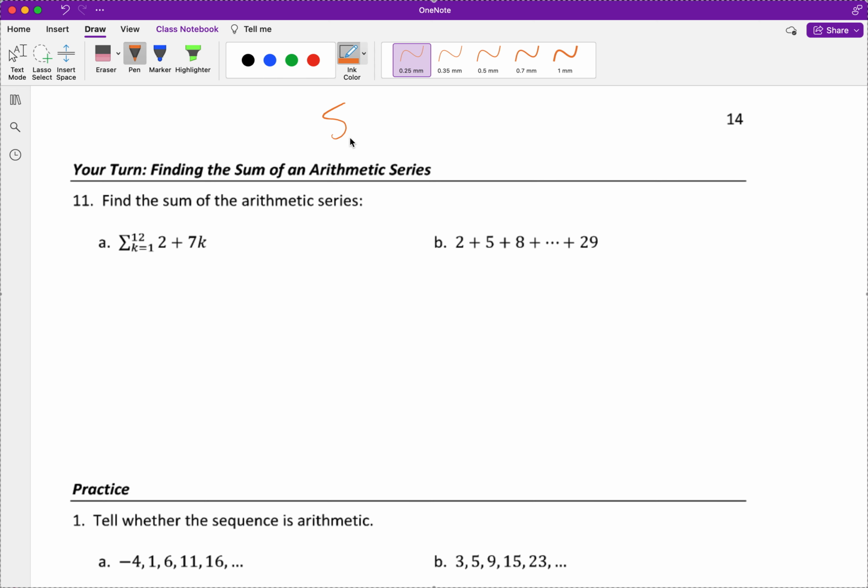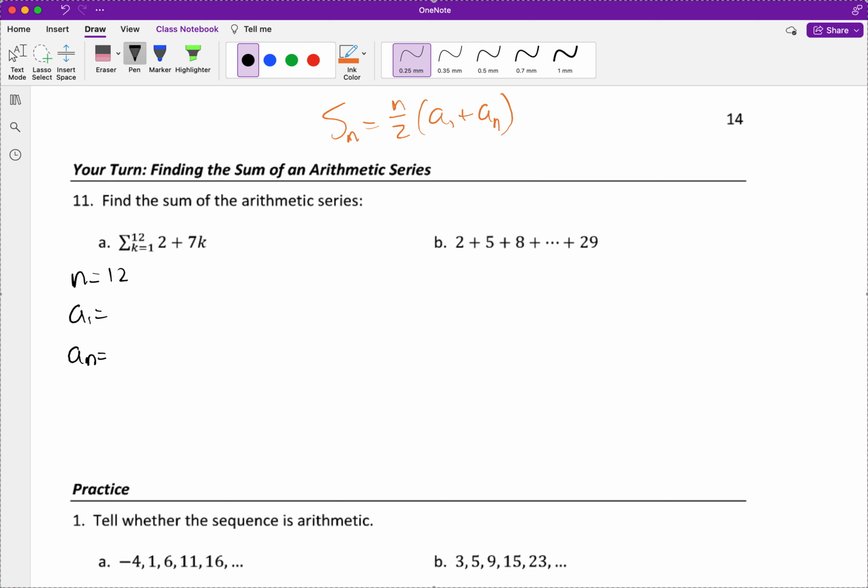All right, I'm just going to write the rule up here so I don't have to remember it. So this is our sum for arithmetic, A1 plus AN, and the little n divided by 2. So we have this guy. Remember, I need to figure out what n equals. I need to figure out what the first term is, and I need to figure out what the last term is. So n is going to be 12. That's the top number.